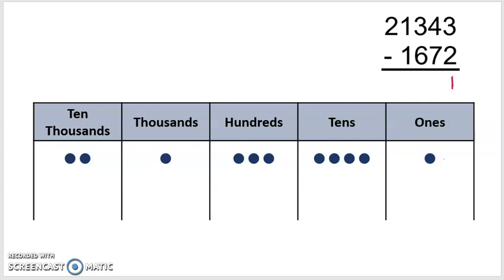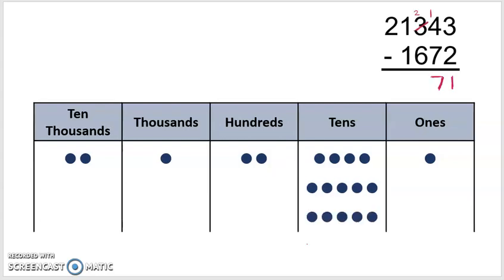Now we want to take 7 tens from the 4 that are there. Well, we can't take 7 tens from 4 tens, so we're going to exchange one of these hundreds for 10 tens, as so. I now have, crossing out the 3, 2 hundreds. I have 14 tens. Now, I can take 7 tens from 14. Here are the 7 tens I'll take away.